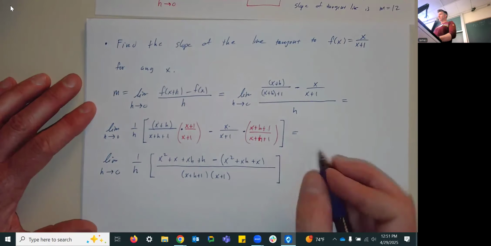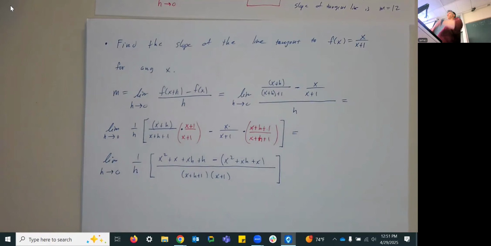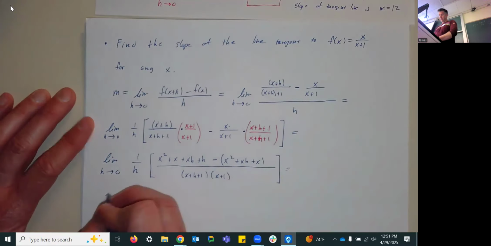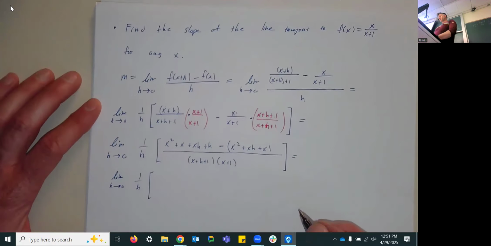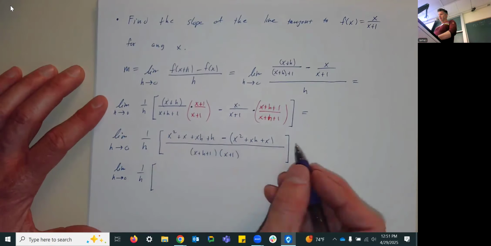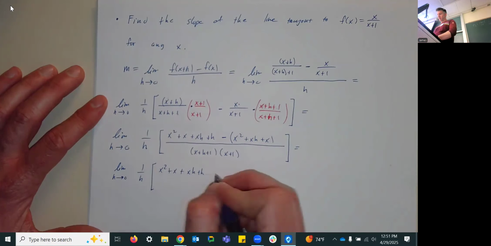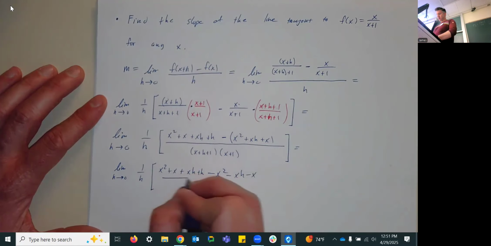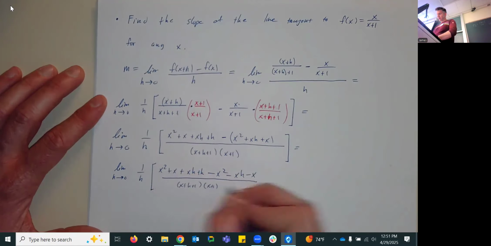Most of the time, when you're dealing with these sorts of expressions, you rarely want to multiply out the denominator. You're usually not working with that part until the very end. So now we're going to simplify. The limit as h approaches 0 of 1 over h times, you can do this one of 2 ways, I'm going to distribute the minus sign: x squared plus xh plus h minus x squared minus xh minus x, all divided by still x plus h plus 1 times x plus 1.